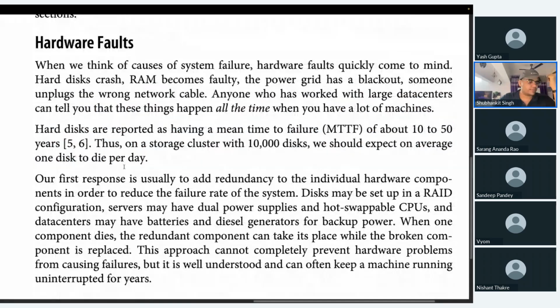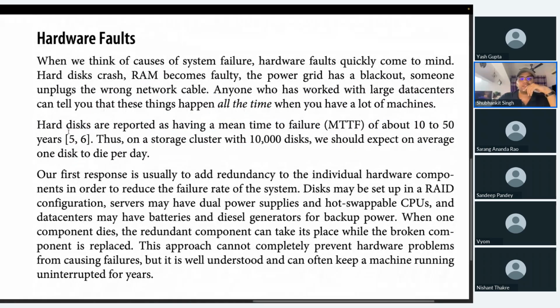So now there are other faults, which are hardware faults, right? Hardware faults are pretty simple. When does your hard disk fail, right? We have all used certain hard disks. After, let's say, 5 to 10 years, you will realize that it might be slowing down, or it might not be the best one, or sometimes it crashes completely, right? So hard disks have a mean time to failure of about 10 to 50 years. Mean time to failure is like the average time it takes for a hard disk to fail.